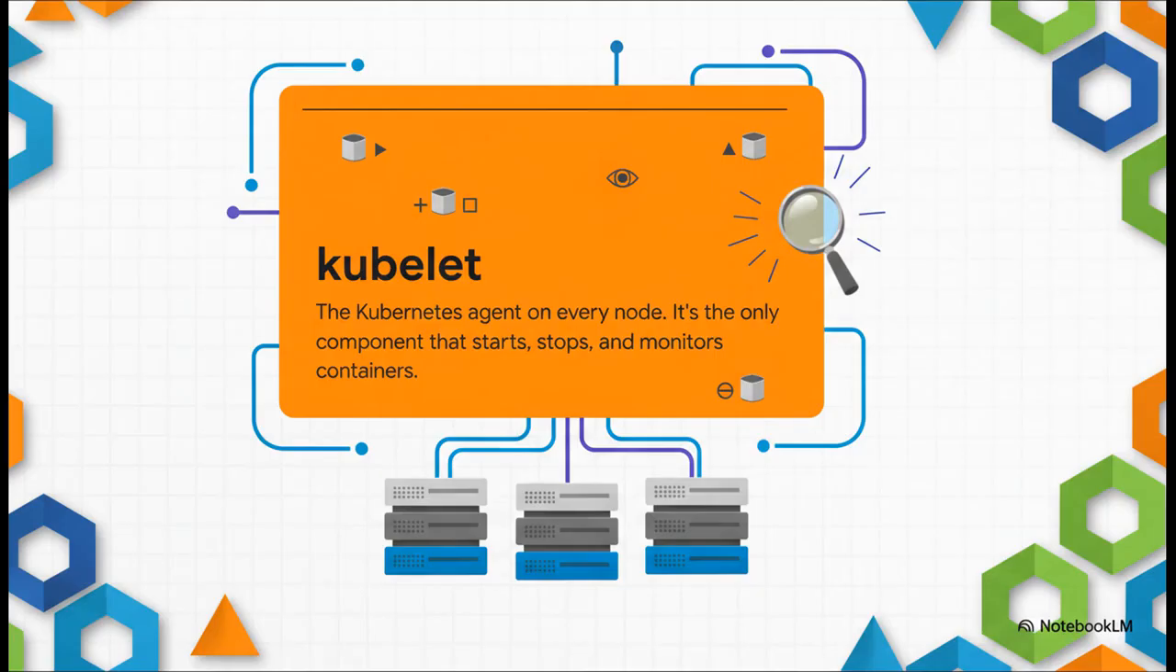So to put it a bit more formally, the kubelet is the main Kubernetes agent, and it lives on every single node in your cluster. And here is the most important part. It's the only component that's actually talking to the container runtime, like Docker or Containerd, to start, stop, and keep an eye on your applications.